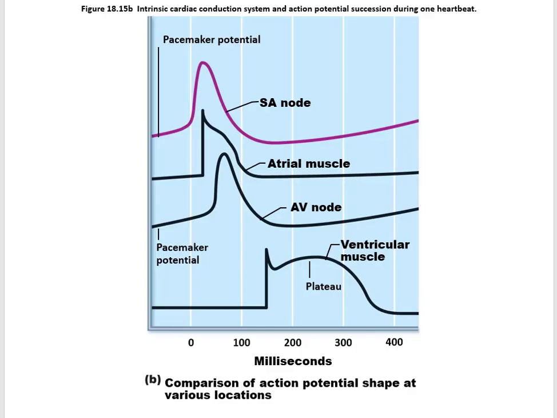Okay. So when we look at this, we're looking at, again, pacemaker potential and what goes on at the pacemaker cells. We're looking at atrial muscle, and there is a plateau, maybe not quite as dramatic as ventricular muscle, but there is. Here's some activity of the AV node as well. Ventricular muscle, you see that long plateau, again, because you do not want to permit tetany of that cardiac muscle. And by having a long plateau, you prolong the refractory period.